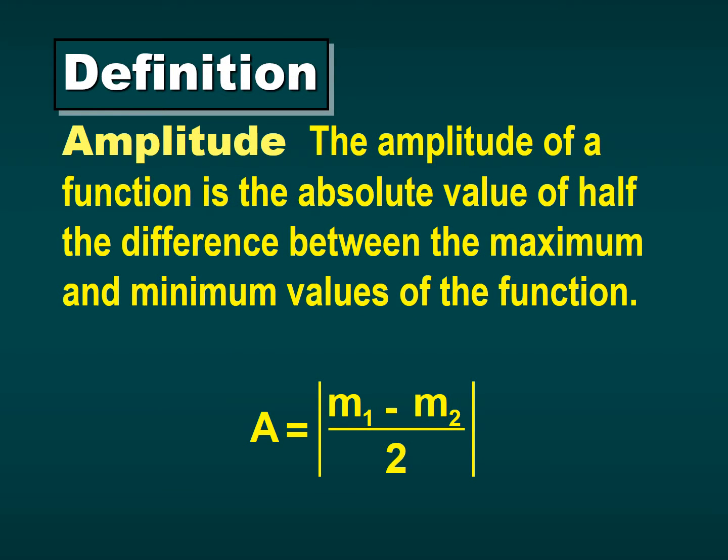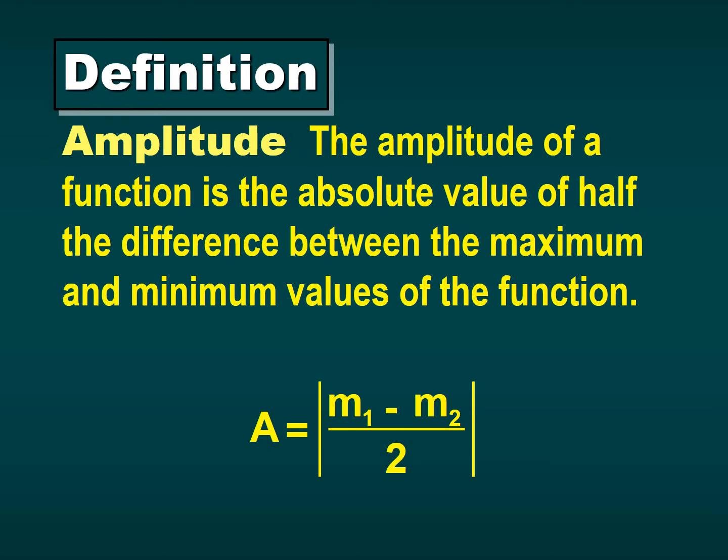So let's talk about another definition. We have this word called amplitude. The amplitude is the absolute value of half the difference between the maximum and minimum values of the function. So if you're looking at sine and cosine, those maximum and minimum values for the general graph are 1 and -1. So that's what they're talking about when they say the maximum and minimum values. They're talking about how far up and how far down. So you subtract those two values, you divide it by 2, and you take the absolute value, and that gives you what's called your amplitude.